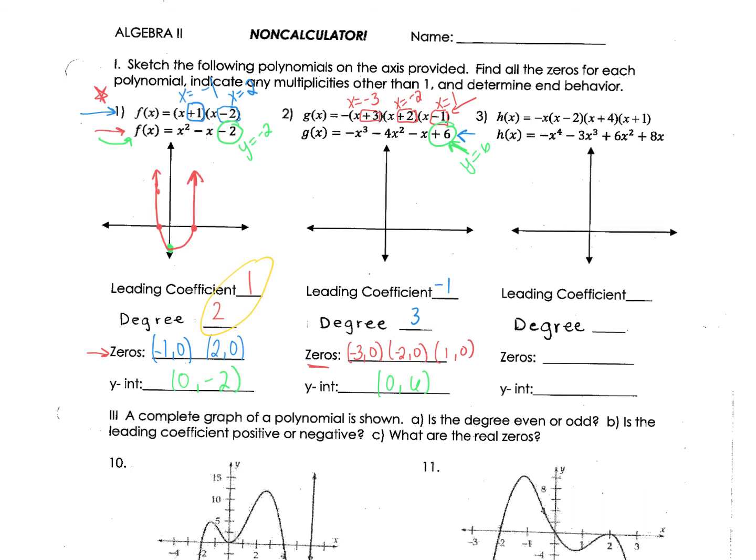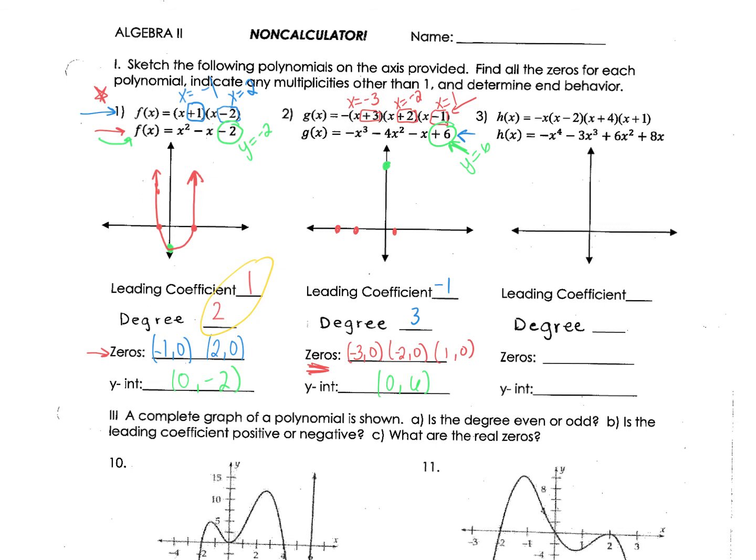Okay? Then from there, I'm going to go ahead and plot my zeros first. So I have (-3, 0), (-2, 0), (1, 0), and (0, 6). Okay? From there, I need to go ahead and look for my end behavior.